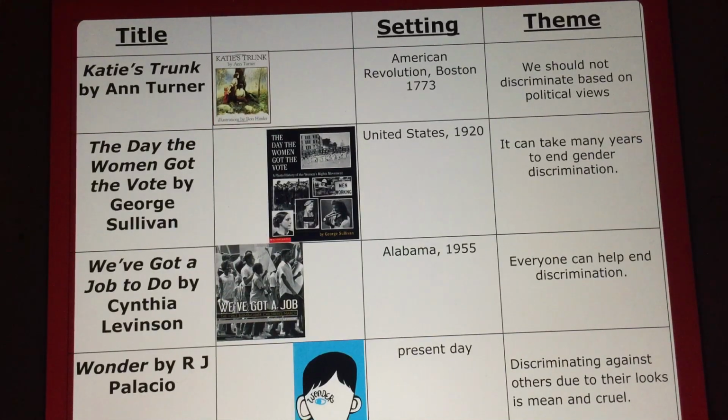So we see so far we've got 2 books based on discrimination, totally different genres. One's historical fiction, one's informational text. They both have the topic of discrimination, but the theme is a little bit different in both of them.